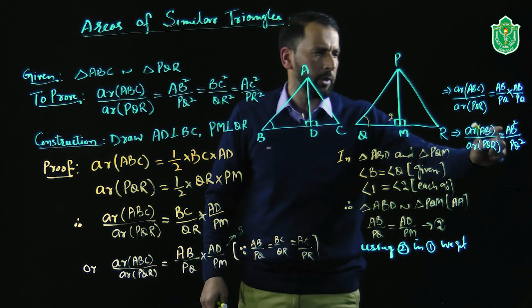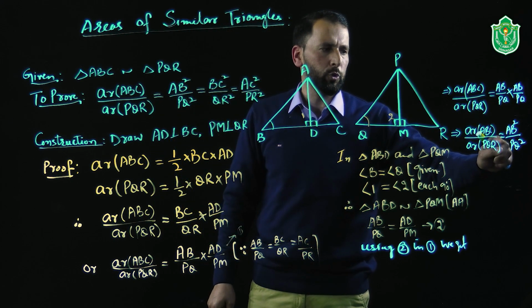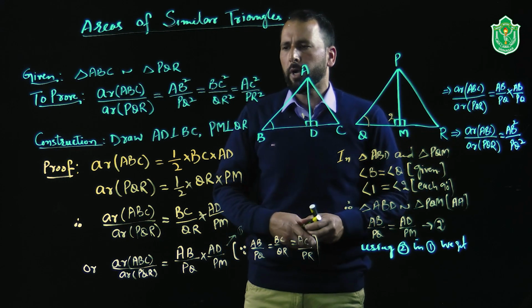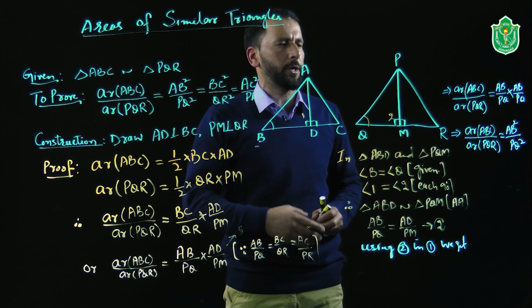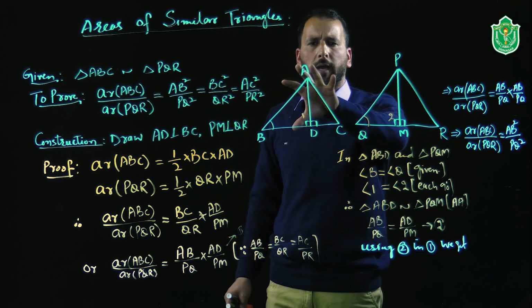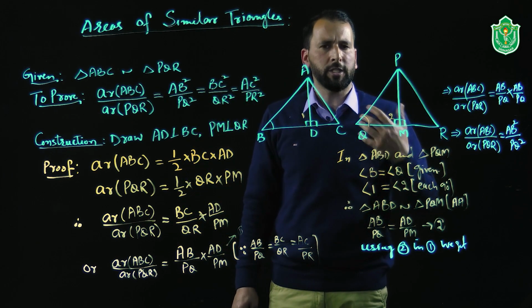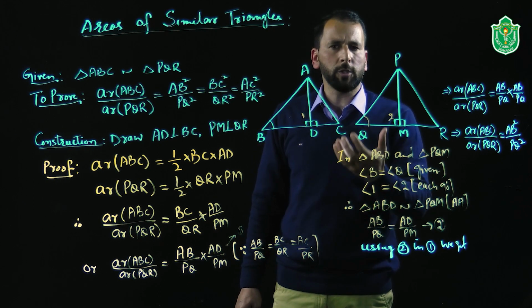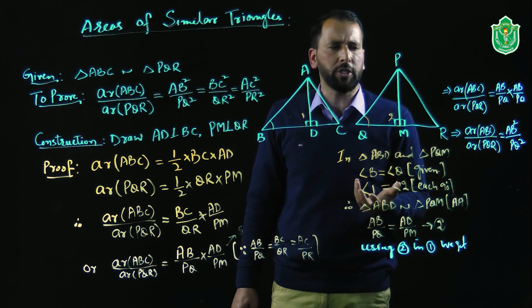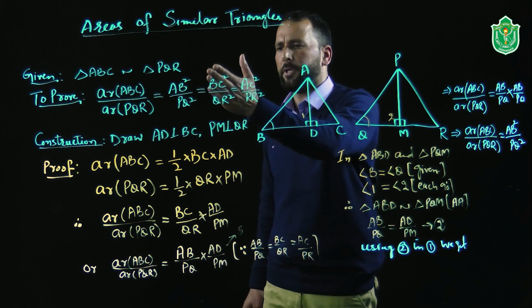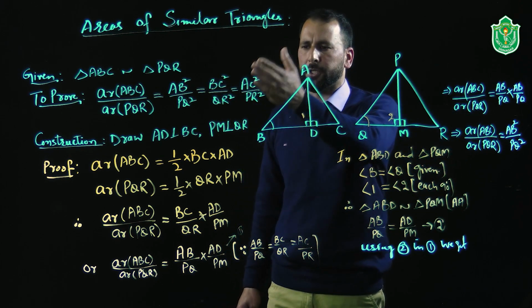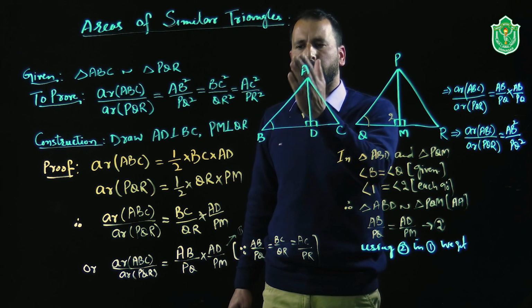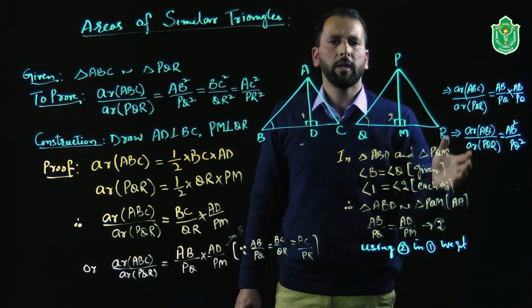We have proved it, this is equal to AB square by PQ square. Similarly, we can prove it is equal to BC square by QR square and AC square by PR square. Why? Because the two triangles ABC and PQR are similar, and we know that their corresponding sides are proportional to each other. If it is equal to AB square by PQ square, then we can prove it as well for BC square by QR square and AC square by PR square.